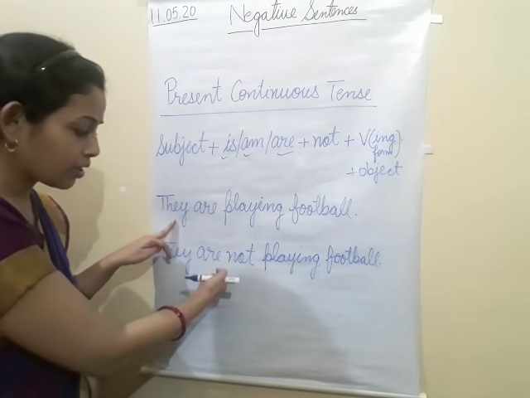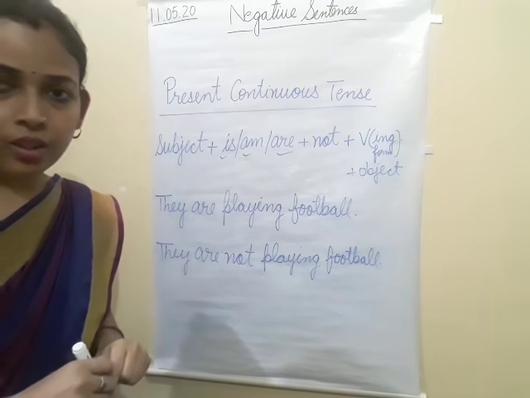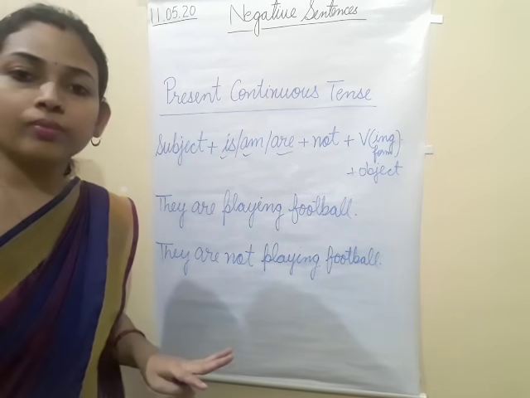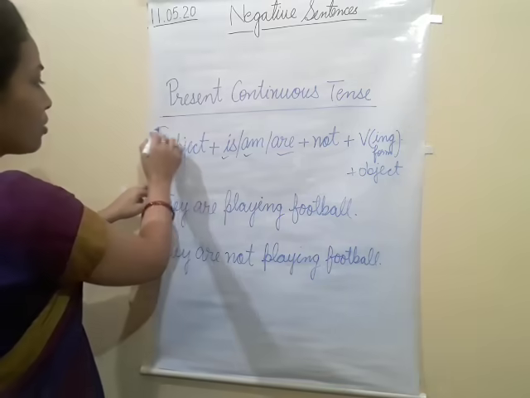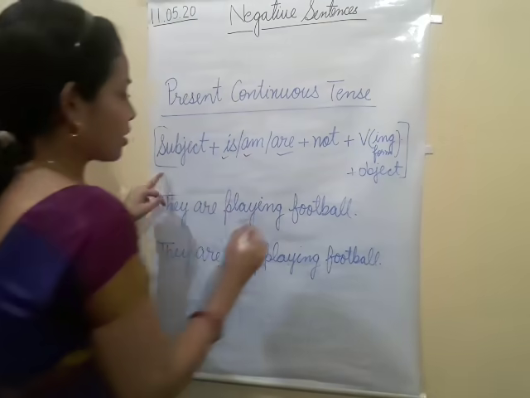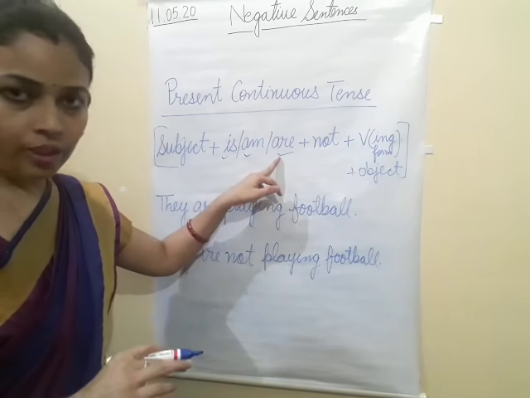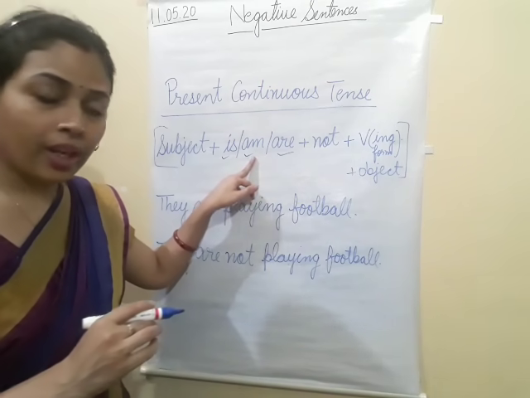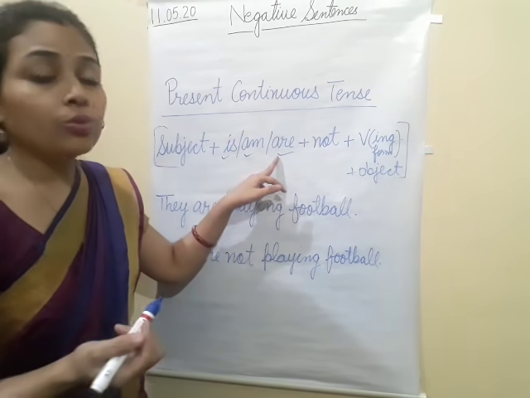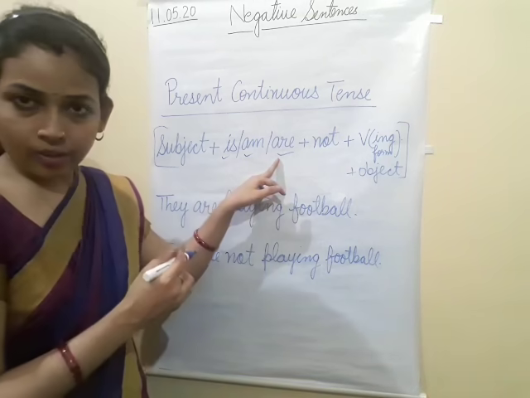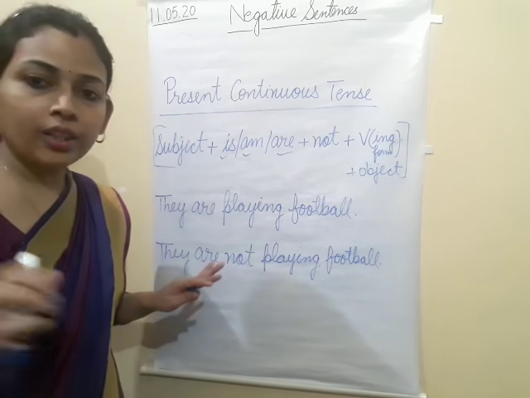We will change positive sentences into negative in present continuous tense. Okay. I hope this much is clear. So in present continuous tense we follow this structure. Where we use is, where we use am, where we use are. I already told you: with I we use am, with he, she, it, one name, is, and with we, you, they, plural names, are. The rest will be the same. So I hope it is clear now.